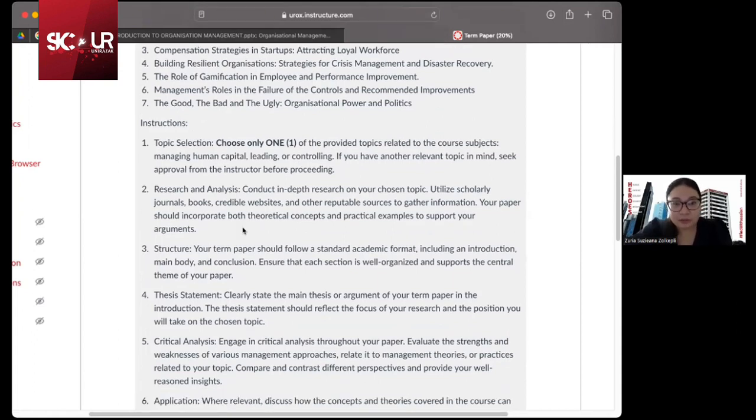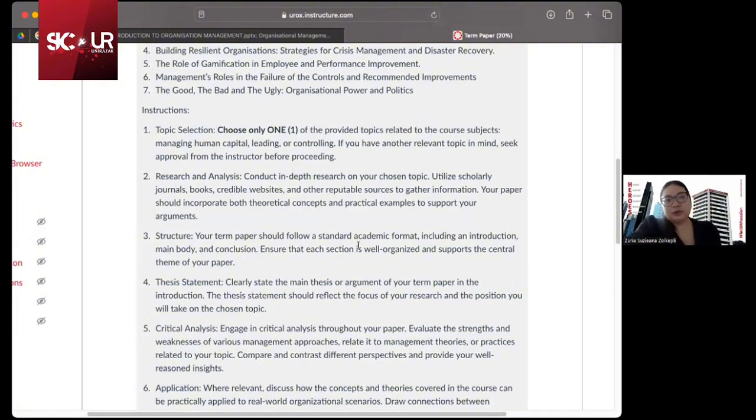Like I've mentioned to you, your term paper should follow a standard academic format, meaning a proper introduction, main body, and written in report style. If you ask me how to score in this paper, try to relate and reflect with the management theories that you have learned in the class.